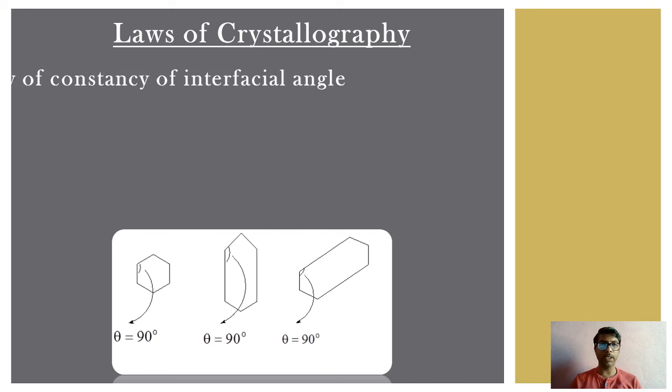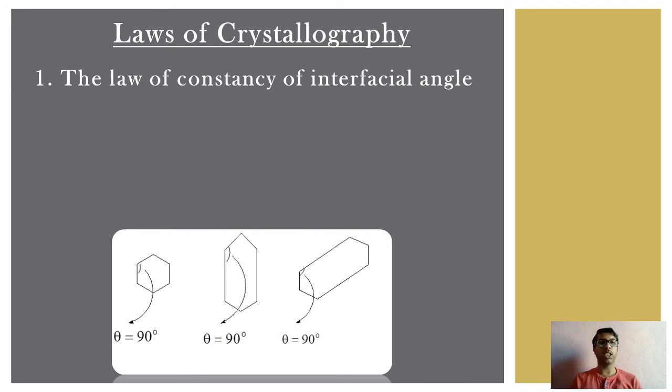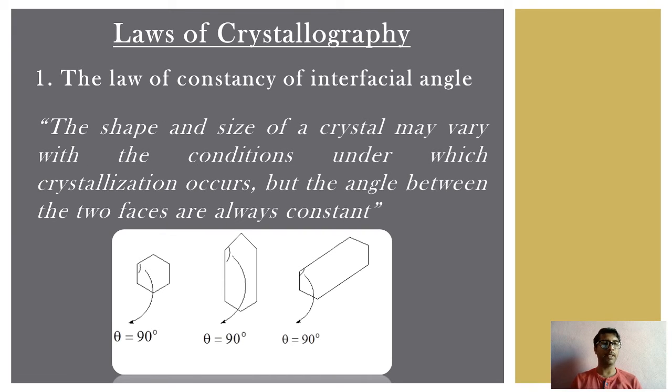Laws of crystallography. The law of constancy of interfacial angle. This is the first law of crystallography. It states that the shape and size of a crystal may vary with the conditions under which crystallization occurs, but the angle between the two faces is always constant. If you observe the figure, this figure contains three crystals. The shape of these three crystals is different, but the interfacial angle theta is the same, that is 90 degree.